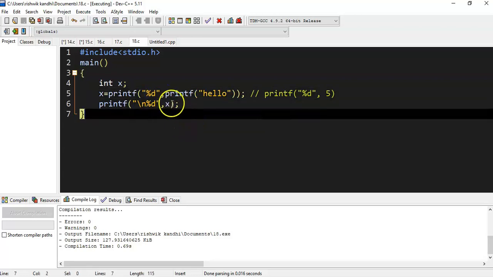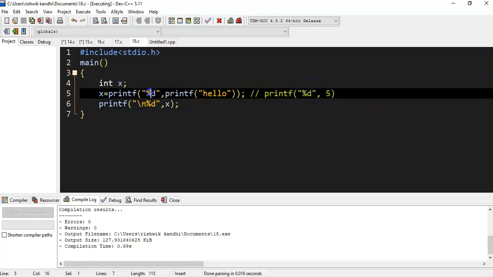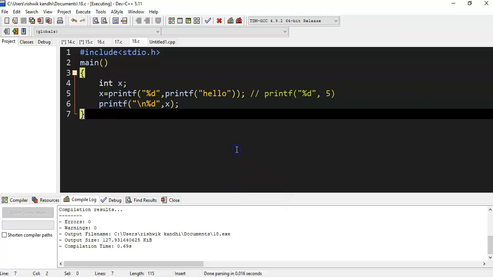Hope you understand why you get 1 here, because percent d is returning only one value, that is 5, one character. And don't consider the second printf function. The final value will not be 5 here; you must consider only the values that have been placed in the first expression's double quotes.